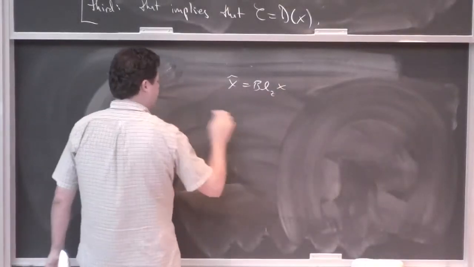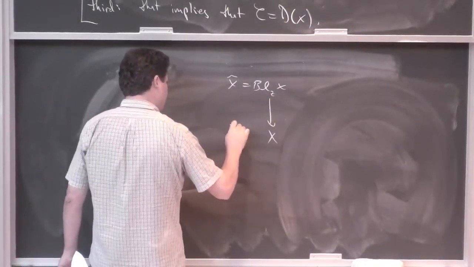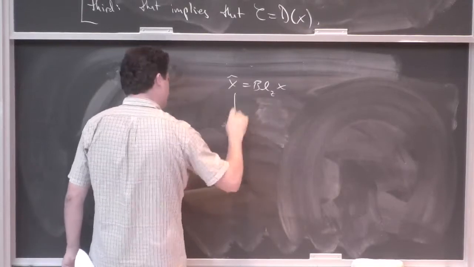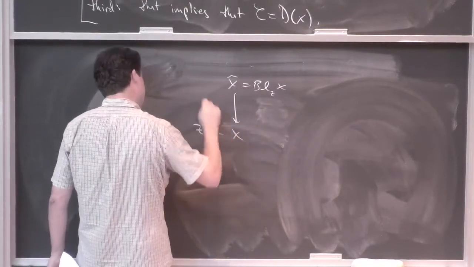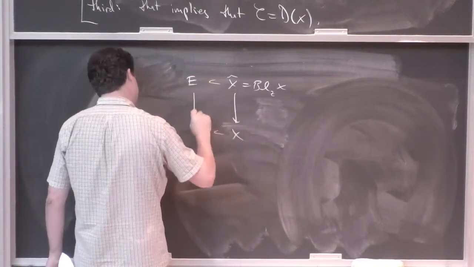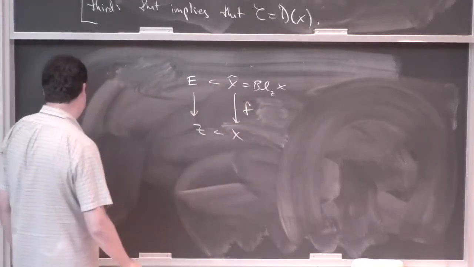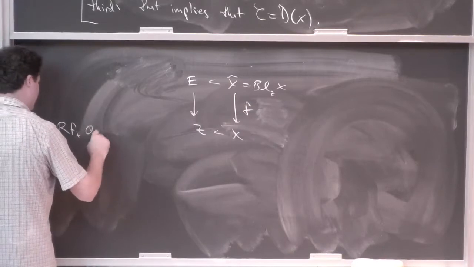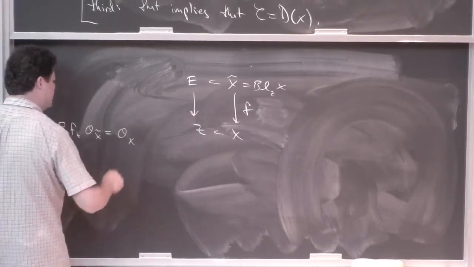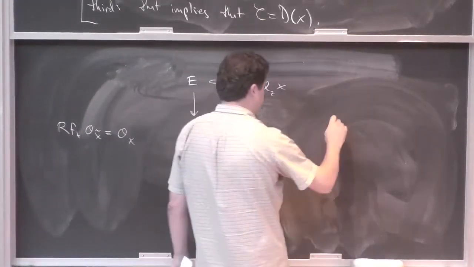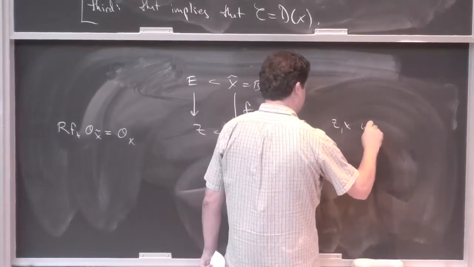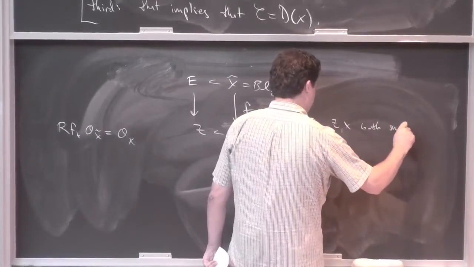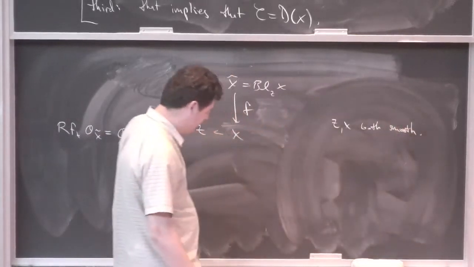Let's write it this way. Let's call this F. We claimed that R F lower star O_X tilde is O_X. And here I want Z and X to be both smooth. Otherwise, what I'm saying is false.